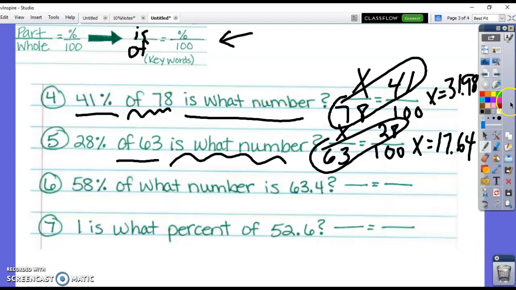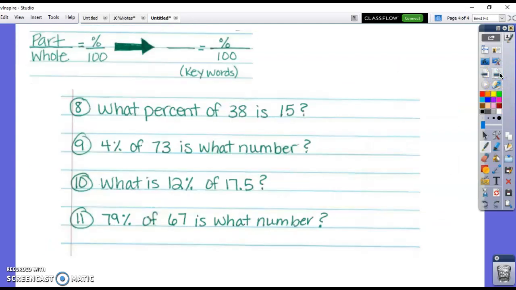Okay, so I'm going to have you continue. I do want to go over maybe one more. Let's do number 9. And we're going to set up our proportion. Put my 100 right here. So 4%. Oh, we did that one, didn't we? Okay, we'll do this one again.